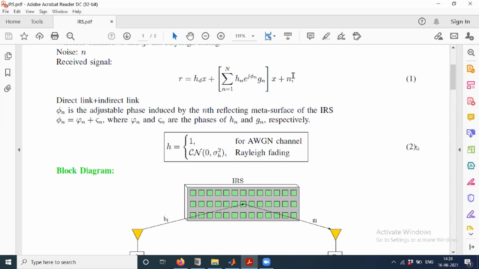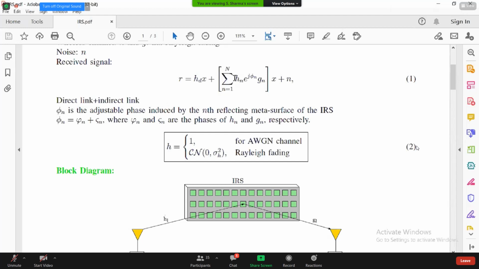So how will we decide this phi_n? If we take phi_n equal to psi_n plus zeta_n, where these are representing the phases of H_n and G_n. H_n is a complex quantity, so it has a phase, and G_n is also a complex quantity. Assuming Rayleigh fading, it is a complex Gaussian random variable, so it has a phase. If you take the phase equal to this, then the phase will cancel out, and you have a real quantity, which is equal to MRC, the maximum ratio combining technique.